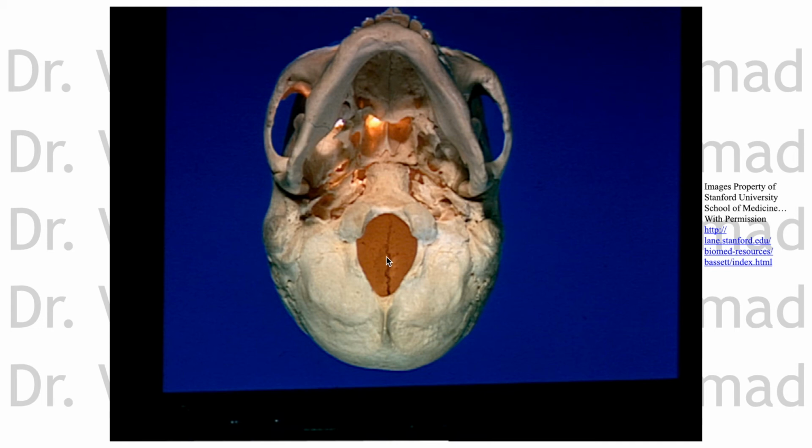Sorry, don't laugh, but some people answer that the esophagus is what's passing here, even in medicine they answer like that. It's not the esophagus, of course, it's the spinal cord that passes in the foramen magnum. Okay, this is the inferior view of the skull.